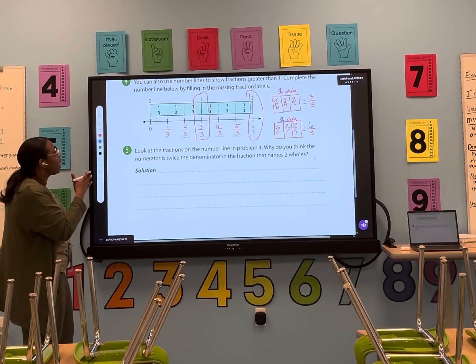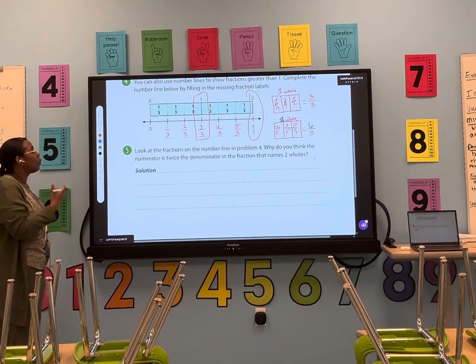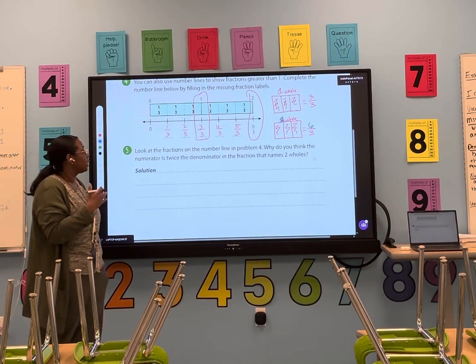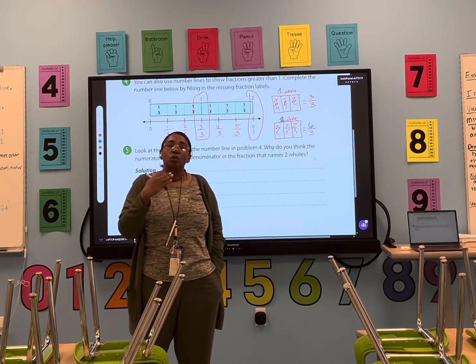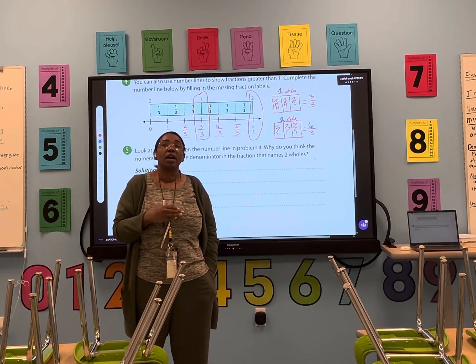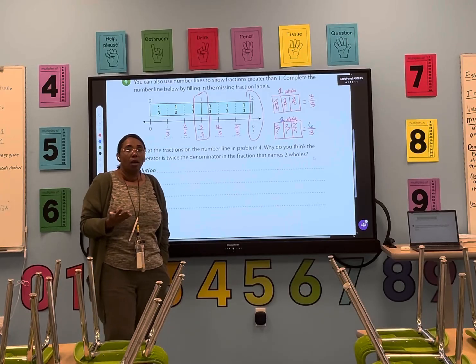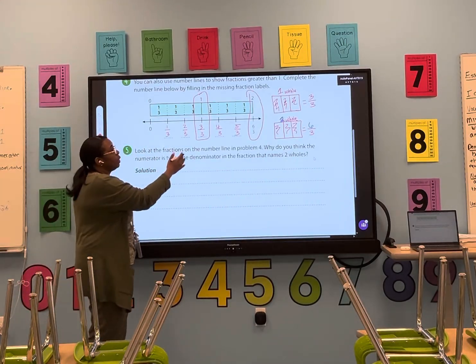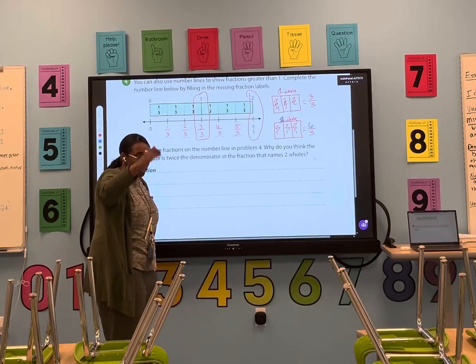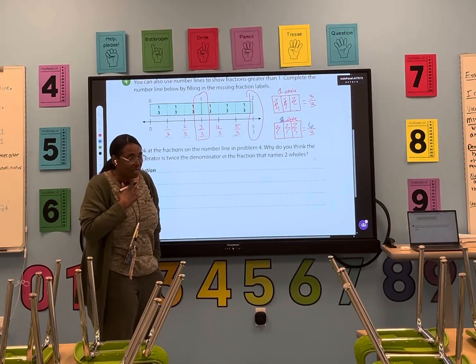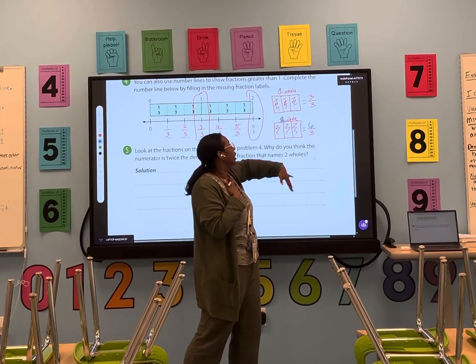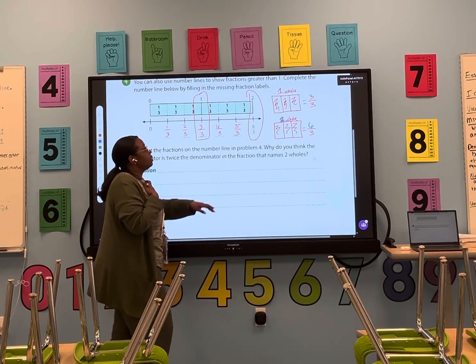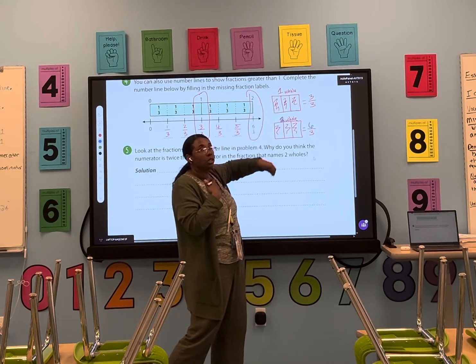Because, let's look, why do you think the numerator is twice the denominator in the fraction that names 2 wholes? Because now we have twice the amount of thirds. We have 6, I'm sorry, I got a little tongue tied right there. I have 6 pieces that are now shaded in. And that is out of 2 whole shapes.